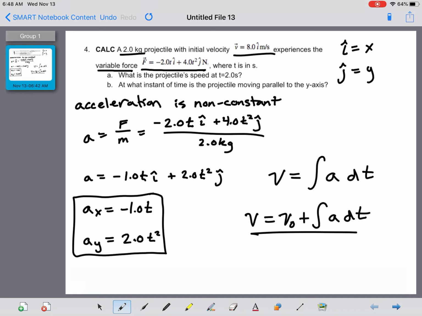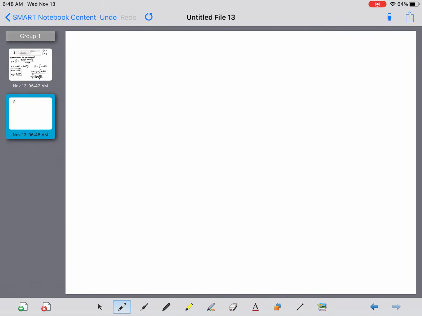Notice, again, acceleration is not constant. So I cannot say v final equals v initial plus acceleration times time, because this value is going to be non-constant. So I cannot do that. This is no good. If we move on, let's start with acceleration in the x.